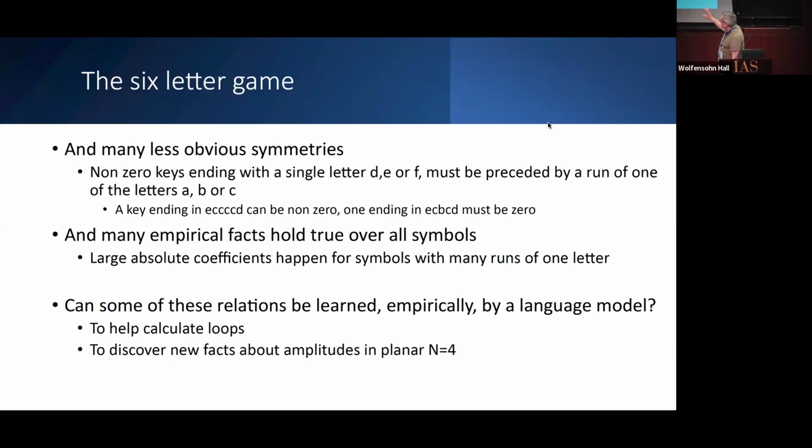And there are other empirical facts which seem to hold true. Large absolute coefficients happen for symbols with very few letters and long runs. So there seems to be a lot of information inside the symbols. And since transformers are pretty good at finding weak signals, could we use one to pick up these signals and hopefully either calculate the loops or learn interesting facts about them?